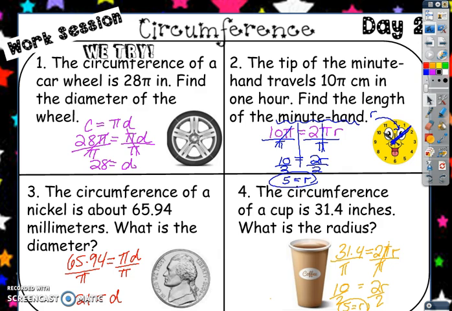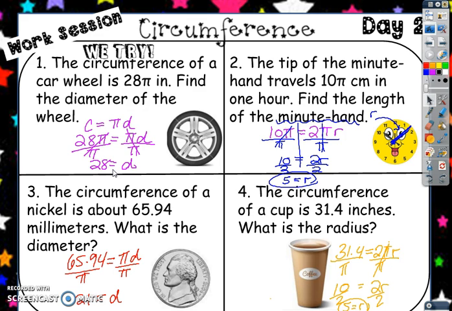Which actually makes your job dividing a little bit easier, because as you can see when we set this up, since we're looking for diameter, we're going to use the C equals pi d formula. So we're going to substitute this entire value in for circumference. 28 pi equals pi d. You'll notice when I divide by pi, which is our first step, they cancel on both sides, which leaves you with a diameter of 28. So 28 equals d, and the diameter of the wheel would be 28.